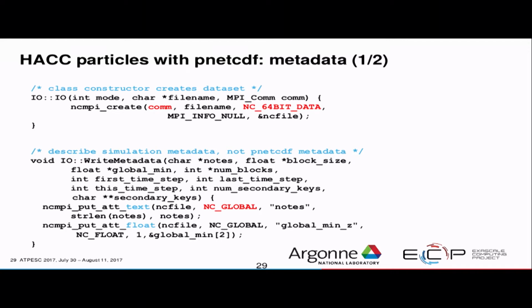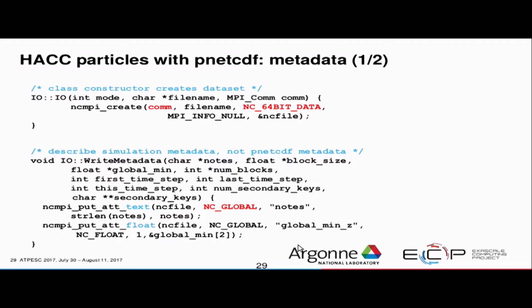So how does it look in practice? Well, HACC is one of the few C++ codes. I guess there are probably more C++ codes going on nowadays, but at the time it was one of the first groups to say, okay, we're going to throw away all this old code and redo everything with modern C++. So in the constructor, they're creating the data sets. They're using this new 64-bit data flag because we have so many particles that we needed to extend the NetCDF file format just a little bit so that we could describe very, very large variables.